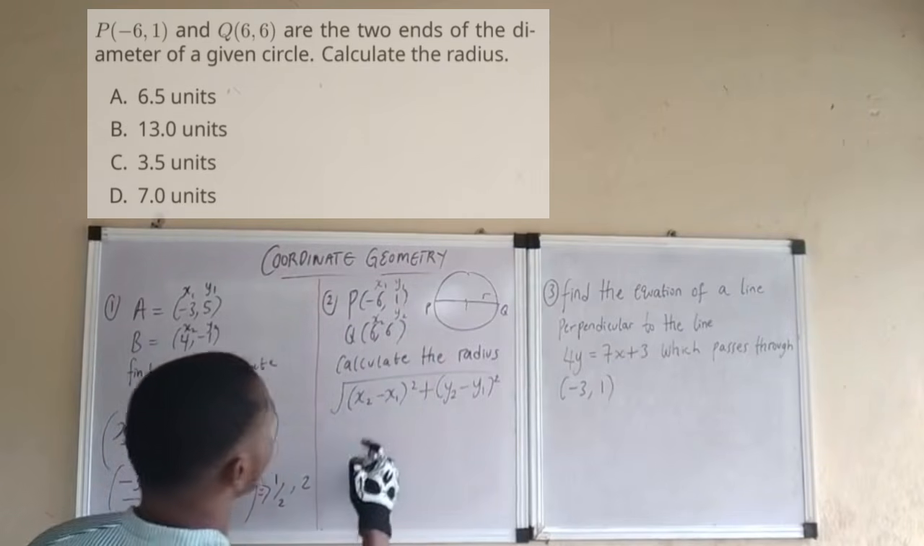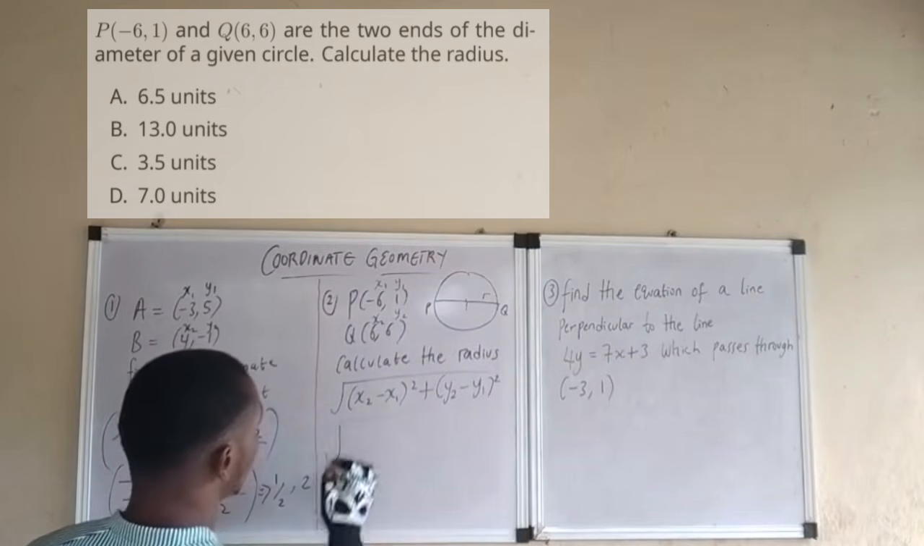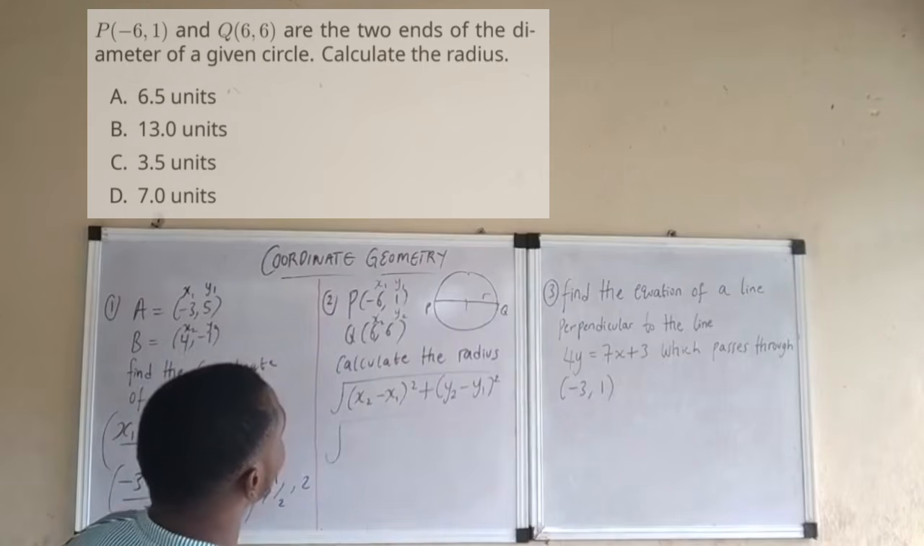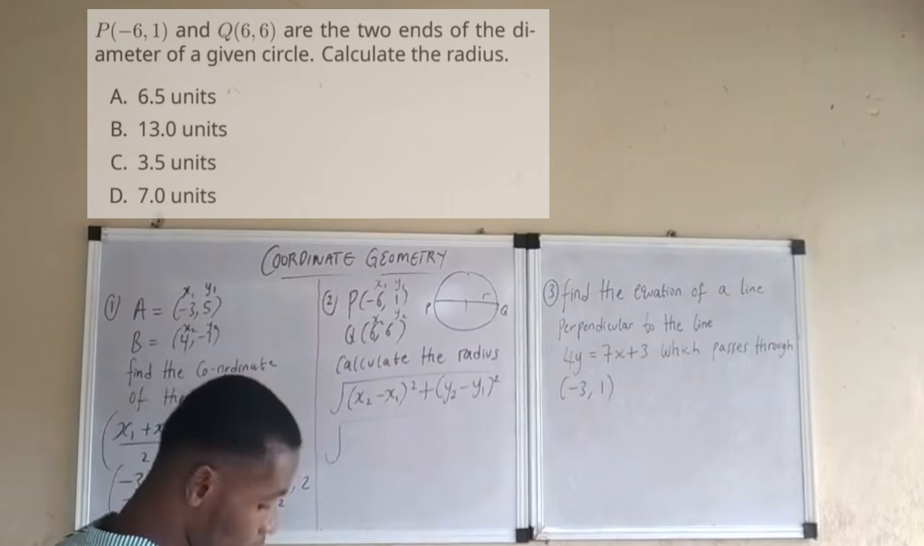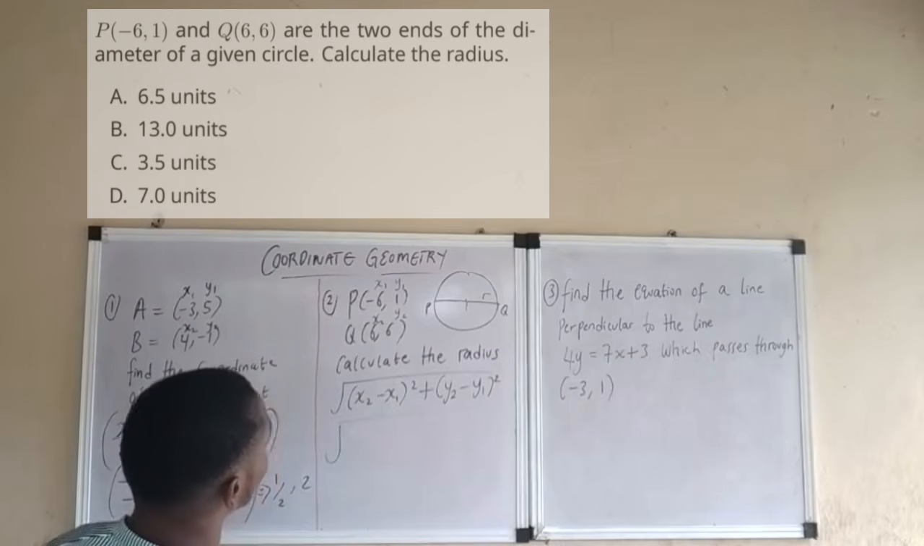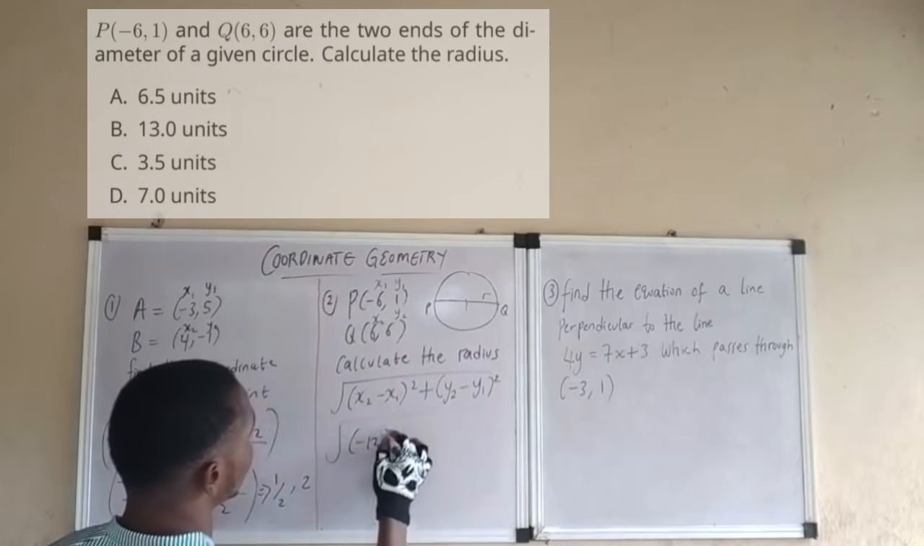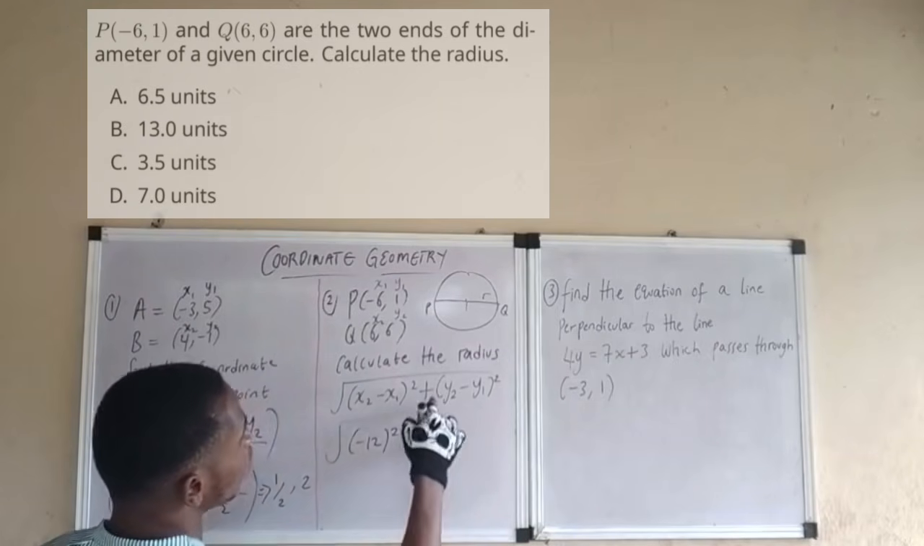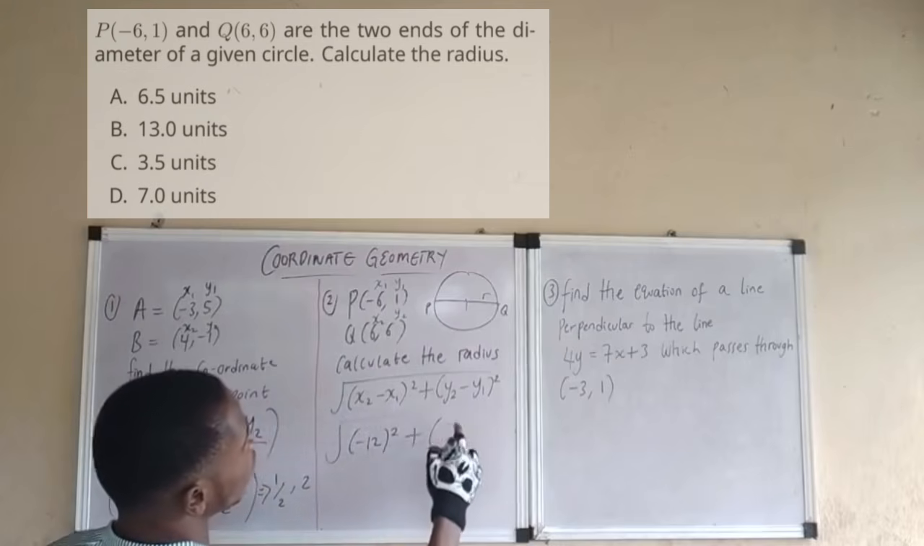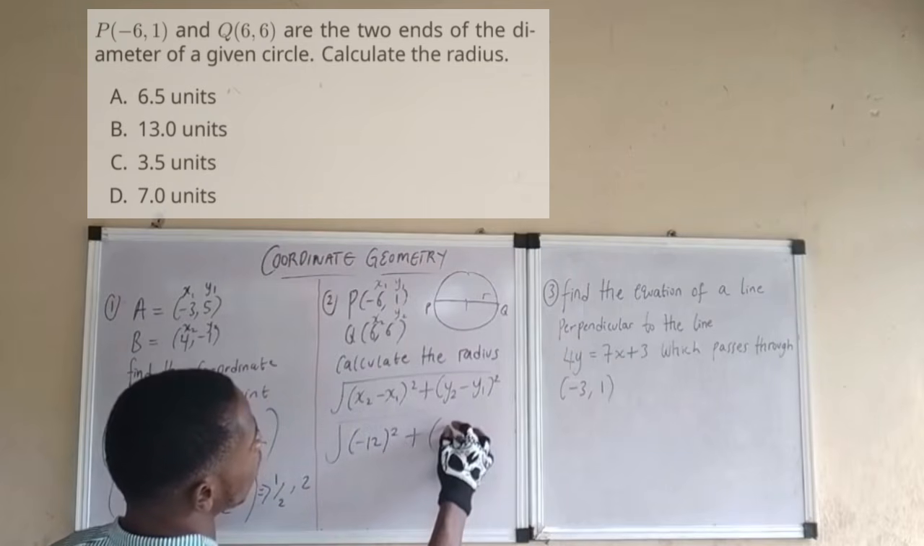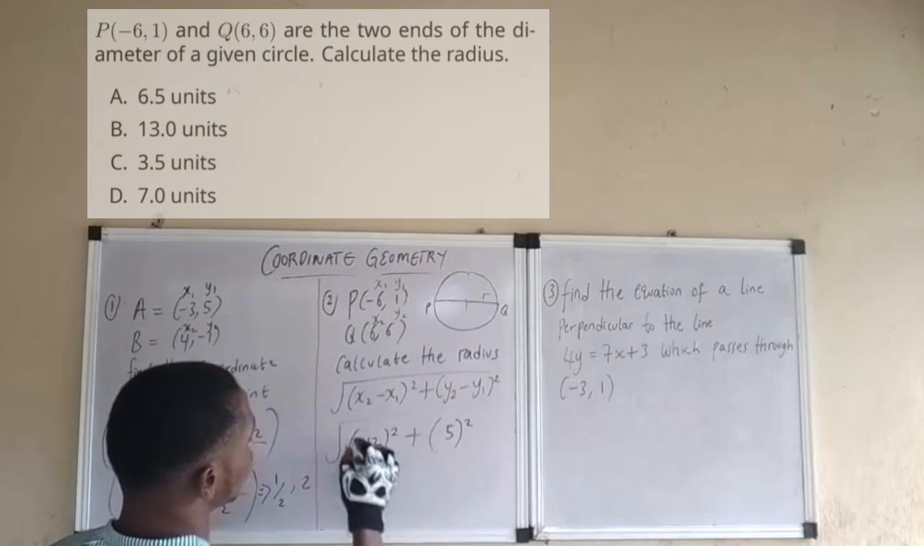All right. So what is x2 minus x1? x2 minus x1 is 6 minus minus 6. All right. And that's going to give us what? 12 raised to the power of 2. Then y2 minus y1 is going to give us 6 minus 1. That's 5 raised to the power of 2.